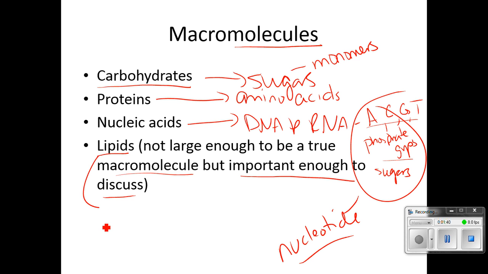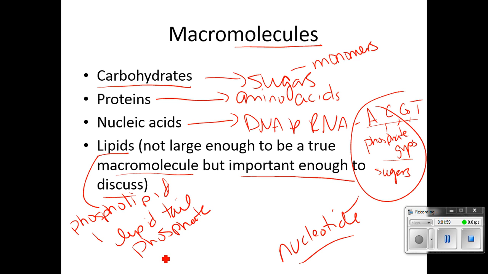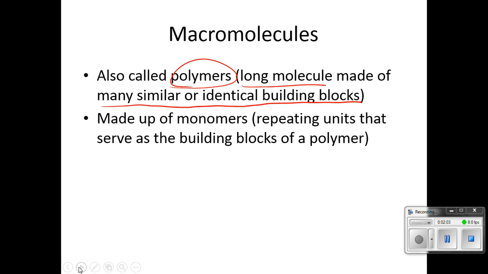And then lipids are made out of different things depending on what it is. So one of the ones we'll talk about is a phospholipid, and that's made out of like a lipid tail and a phosphate head. So it just kind of depends on what the lipid is, exactly what it's comprised of. Monomers, those are your building blocks.